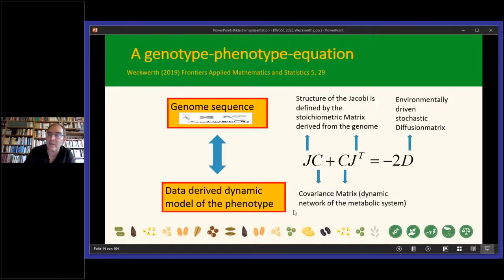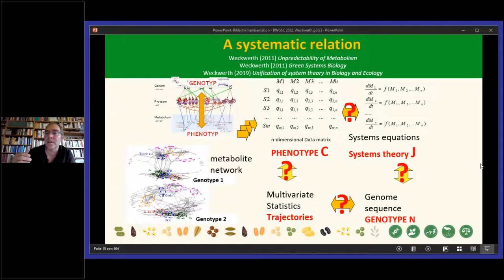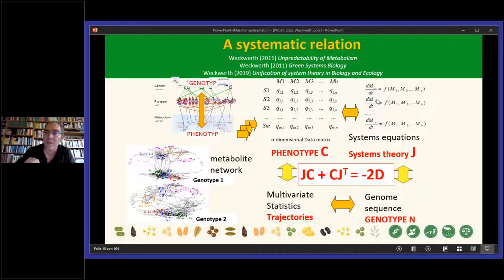So the covariance matrix covers the dynamic part, the dynamics of the system along the various trajectories through the different conditions and different genotypes. And the Jacobian covers the metabolic regulation of the network, and the D matrix is the stochastic diffusion matrix. And this equation is integrating all these aspects of multi-omics analysis nowadays, with data matrices, using these data for multivariate statistics, and having all these genome sequences available, and also the system-theoretical equations, whose in vivo parameters we don't fully know, because we don't know all the in vivo parameters of the system.